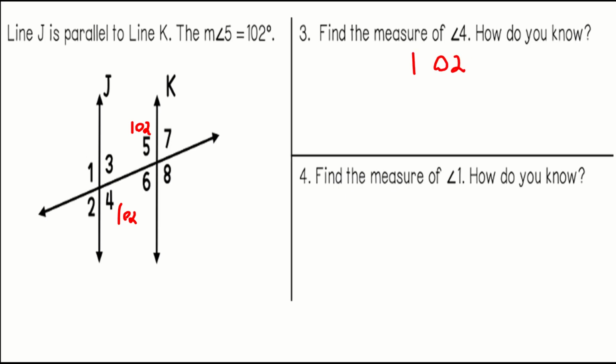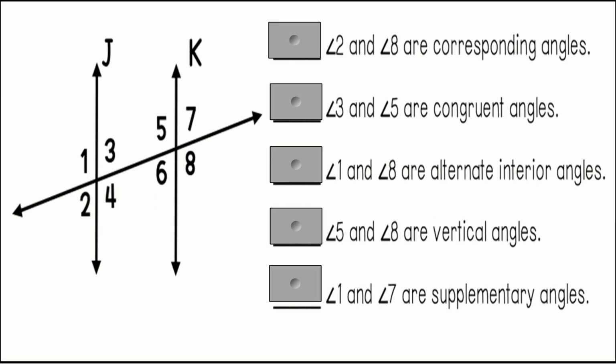All right, how about angle 1? 102 also. Once we have angle 4, vertical angles, the ones that are across the X from each other, they are the same. Or it's corresponding with number 5 on the X here. It's the top left, which means they're the same. Okay? Any questions on this?